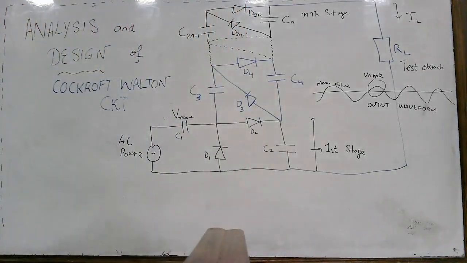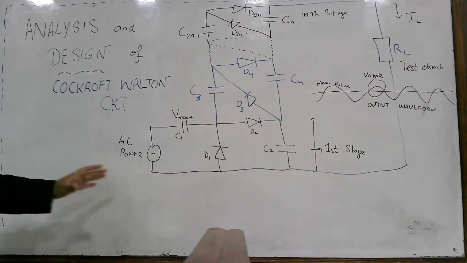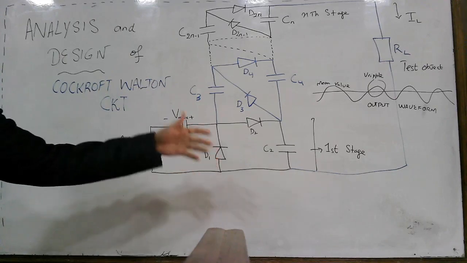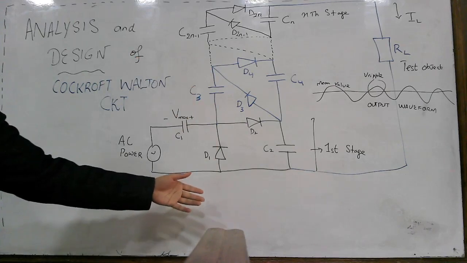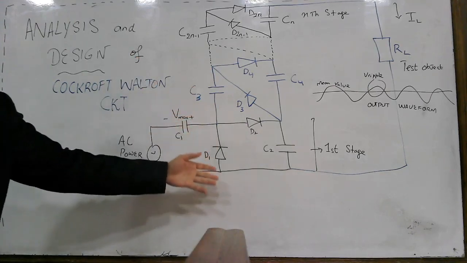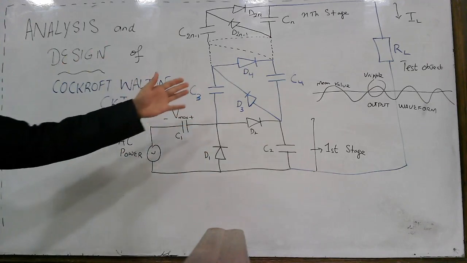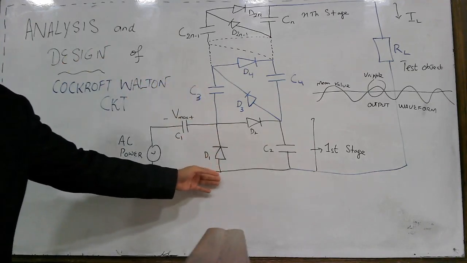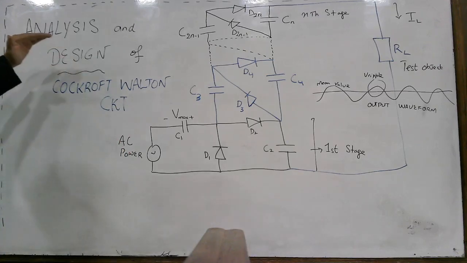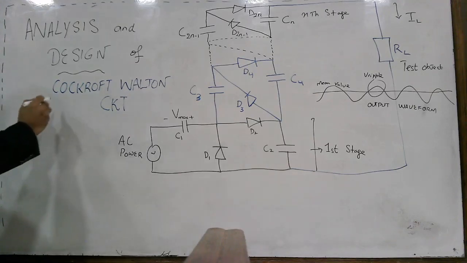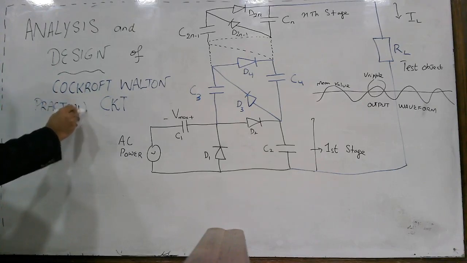Welcome to the analysis and design of Cockcroft-Walton multiplier. This is the voltage multiplier circuit. As we have discussed in our previous lecture, the working of this Cockcroft-Walton multiplier circuit, how it works, and we also discussed the practical aspects of it. Here in this lecture we are going to study the analysis and design of the Cockcroft-Walton multiplier circuit, and this is the practical analysis and the practical design.